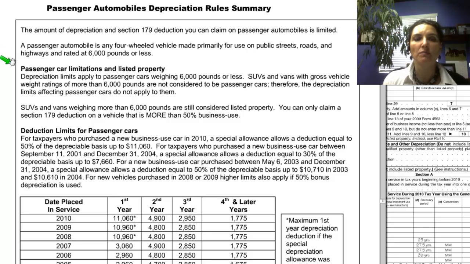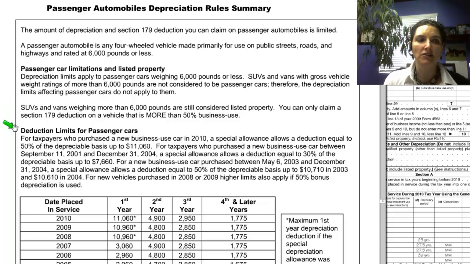Depreciation limits apply to passenger cars weighing 6,000 pounds or less. SUVs and vans with gross vehicle weight ratings of more than 6,000 pounds are not considered to be passenger cars. Therefore, the depreciation limits affecting passenger cars do not apply to them. SUVs and vans weighing more than 6,000 pounds are still considered to be listed property. You can only claim a Section 179 deduction on a vehicle that is more than 50% business use.